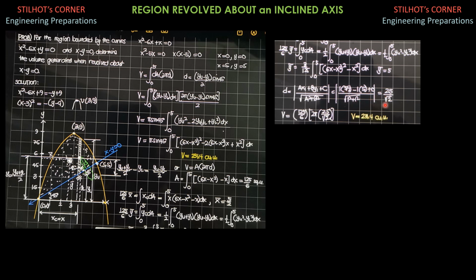Substitute into Pappus theorem, which is volume equals area times distance traveled by the centroid. So volume equals area 125 over 6, then 2 pi times the distance traveled by the centroid, or the radius of revolution, which is 2.5 over square root of 2. And you will get the same result of 231.4 cubic units. So that's it for this problem.